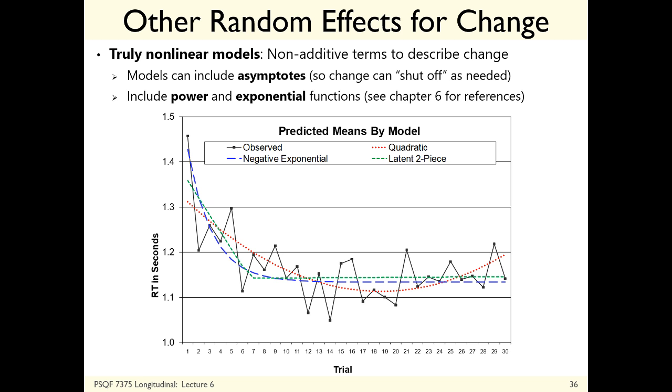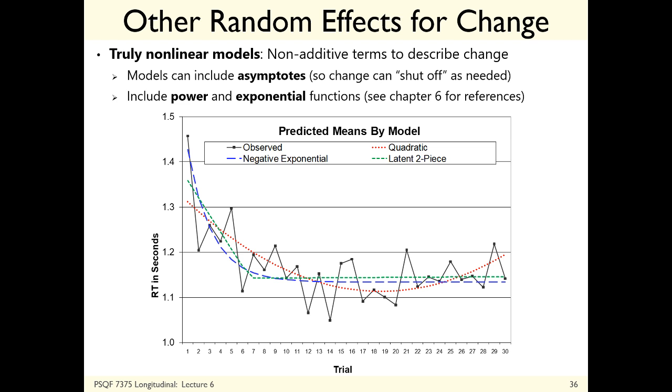Here's an example data set of response time across trials where people are getting faster the more they practice. So this is one session within the data set that we've been looking at as our example. And the black line are the observed means. These are response times, so they are super noisy. But you can see the general trend. People improve rapidly, and then their rate of improvement starts to level off.